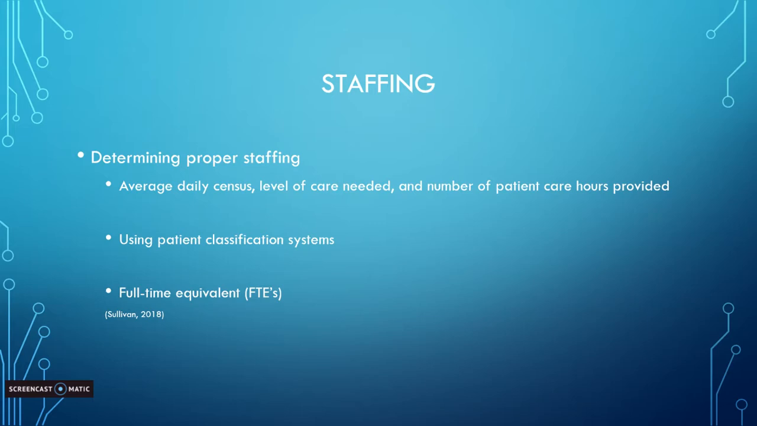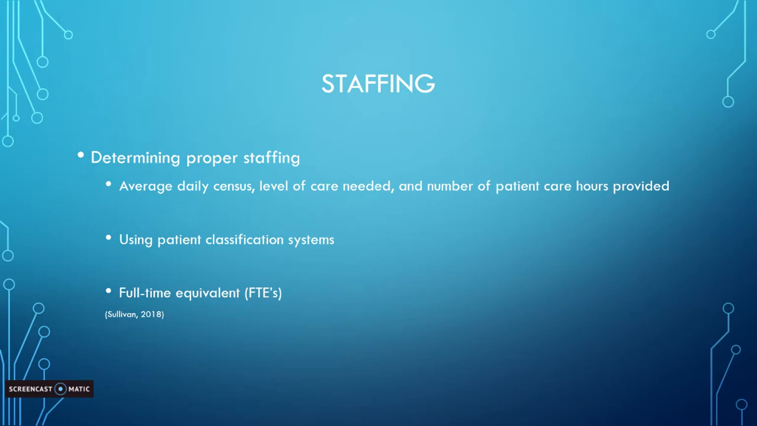Next, patient classification systems are used. This system has the manager or facilitator evaluate workloads and staffing needs at the midpoint of each shift. This helps determine adequate staffing and even workloads for the next shift. This also allows time for staff to be called off or extra staff to be called in.